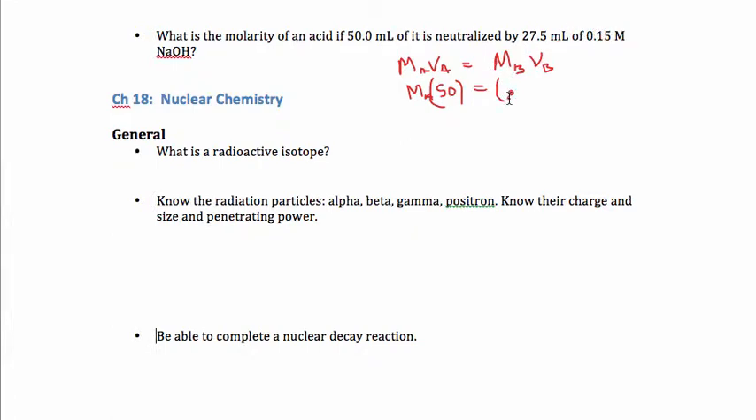Molarity of base is given as 0.15, and the volume of base is 27.5. So we're going to solve for molarity of the acid, and we get 0.15 times 27.5 divided by 50. 0.0825. And being consistent on sig figs, we get 3. So we'll say it's 0.083 molar. That's it for Chapter 14.